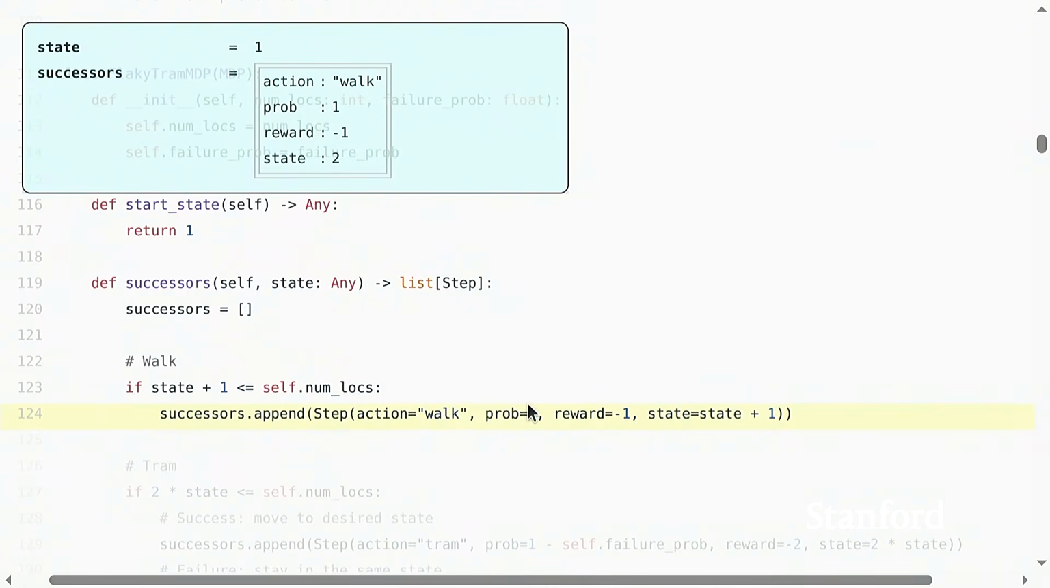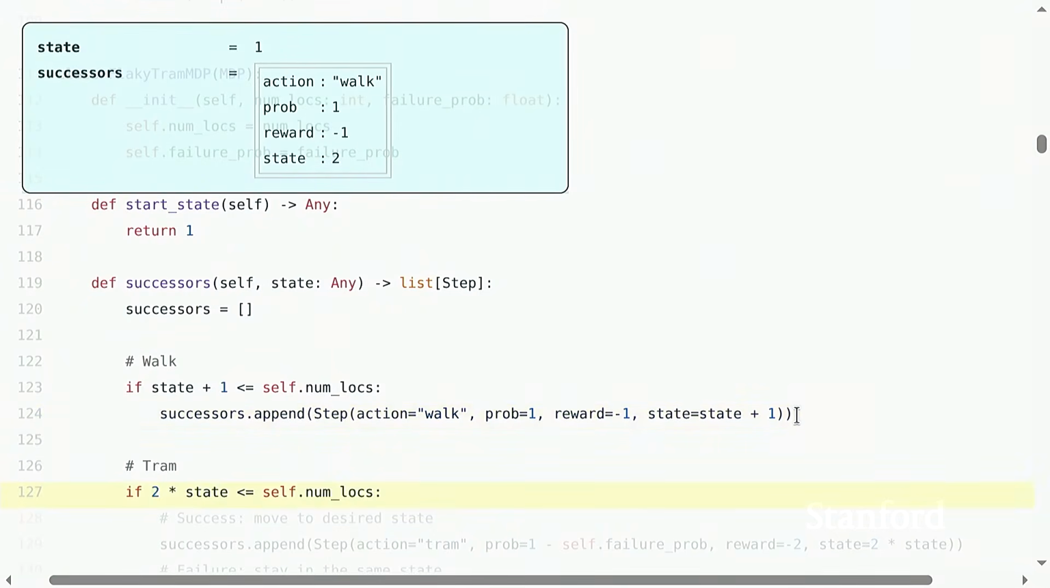And when I say probability 1, that's basically my probabilistic way of saying deterministic. If something happens with probability 1, that's sure to happen. Instead of saying cost equals 1, I'm going to say reward equals minus 1. That's just by convention. So cost is the negative reward. And then state, I go to state plus 1. Okay, so that's the walking action.